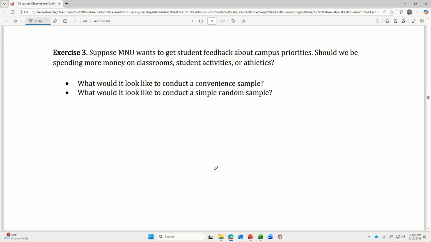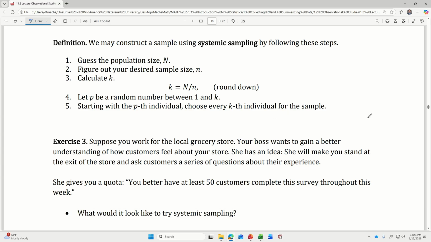Again, the moral of the story here is that convenience sampling is bad. It's really likely that you're going to introduce some kind of bias. Okay. Oh yeah, we already talked about this a little bit. We already did that example. Let's talk about a new vocabulary word. This is called systematic sampling.